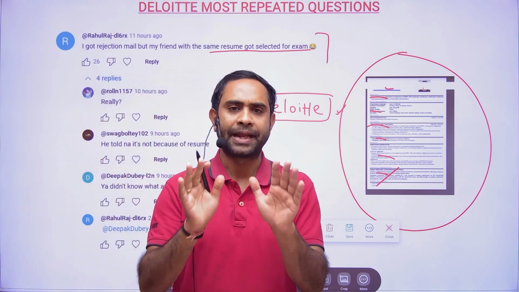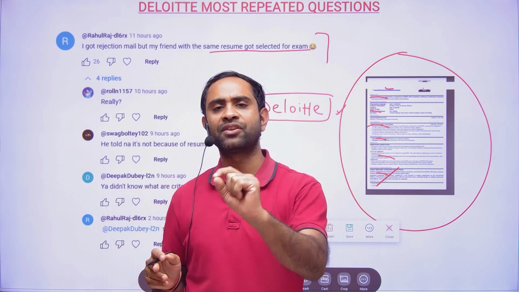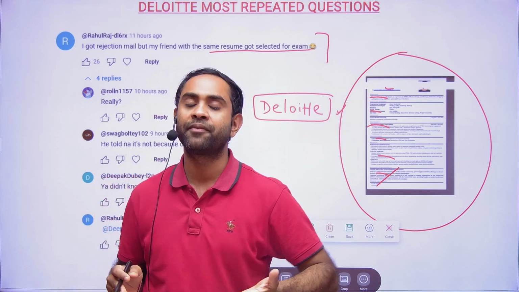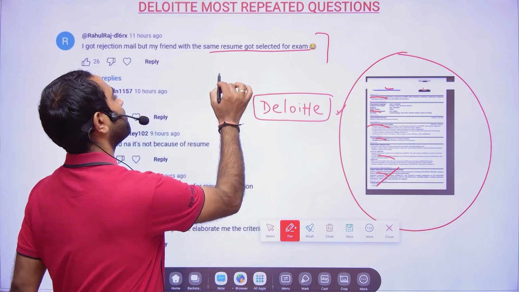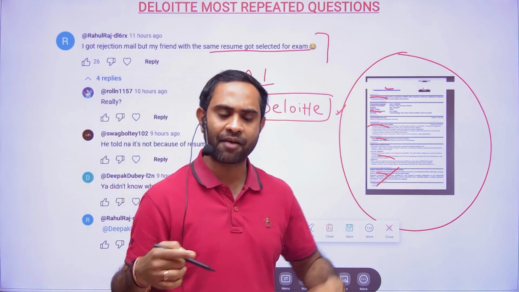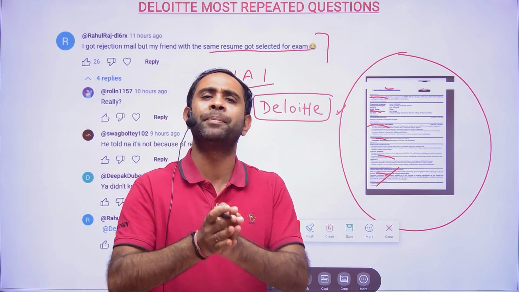This year, Deloitte, what they have done, not only the resume, they have also checked the skills, whatever is there in your resume. There are some people who have already written NLA 1, Gurukul. They have applied for NLA 2, and they are also rejected. So there are a lot of factors which the company decides.